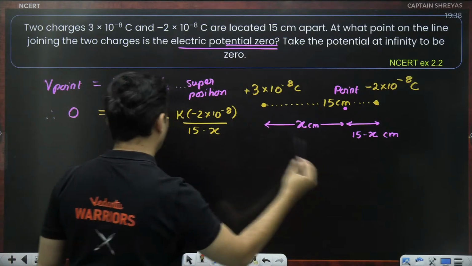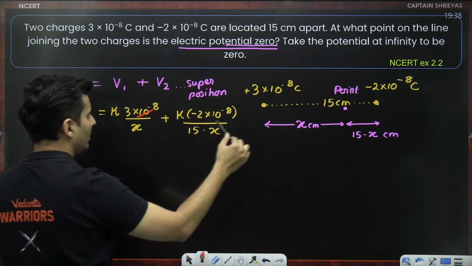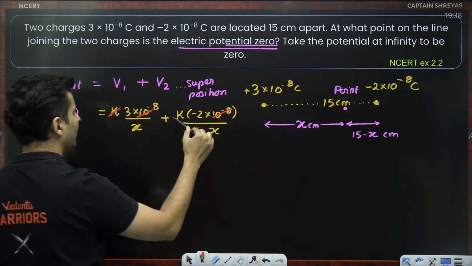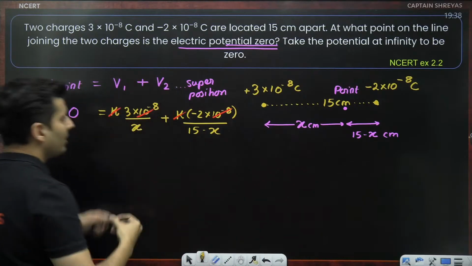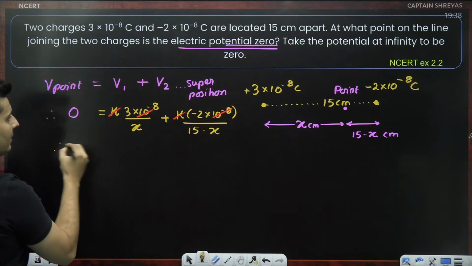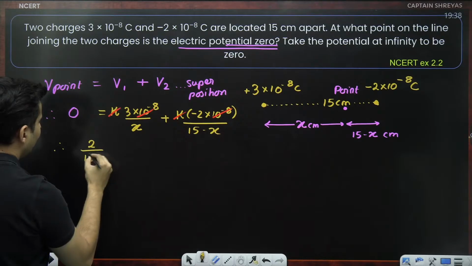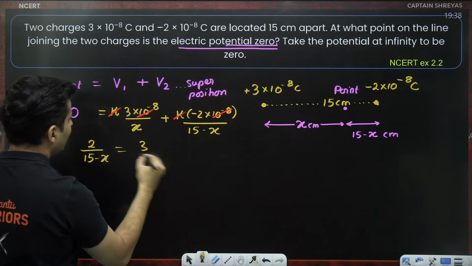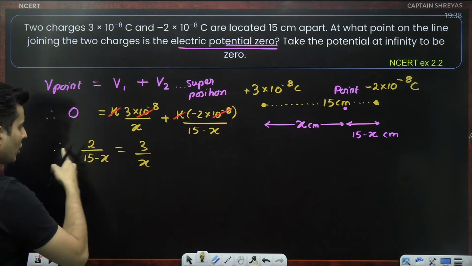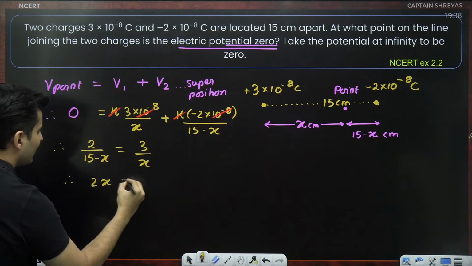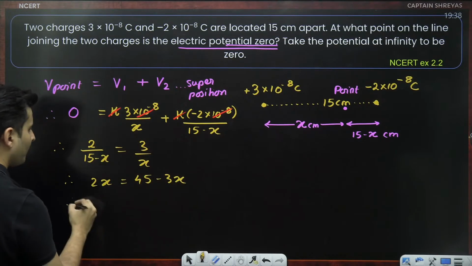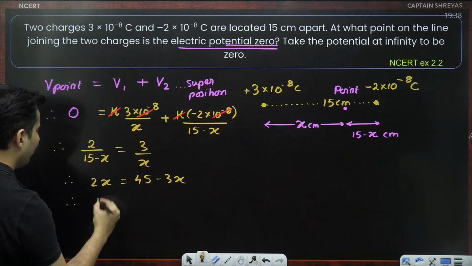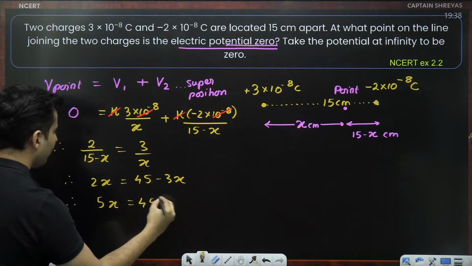Obviously, few things will get cancelled off, like 10 to the power minus 8 and K. Bring this term on the other side. It will become 2 divided by 15 minus x is 3 divided by x. Cross multiply. So 2x is 3 times 15 minus x, which is 45 minus 3x. Take 3x over here. So it will become 5x is 45.